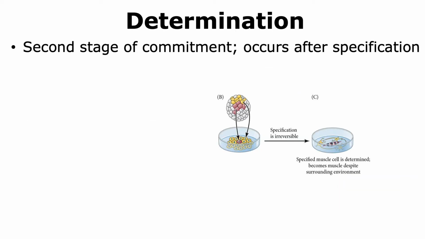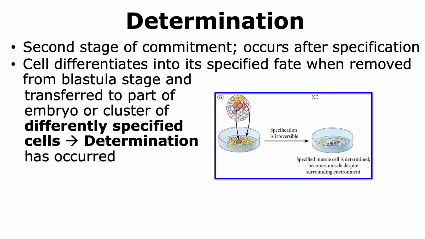For cells to be committed, the first stage was specification, and the second stage of commitment was determination. A cell is determined if it is able to differentiate into its specified fate when it's removed from the blastula stage and transferred to part of the embryo or a cluster of differently specified cells. To understand what I just said, let's look at the figure.